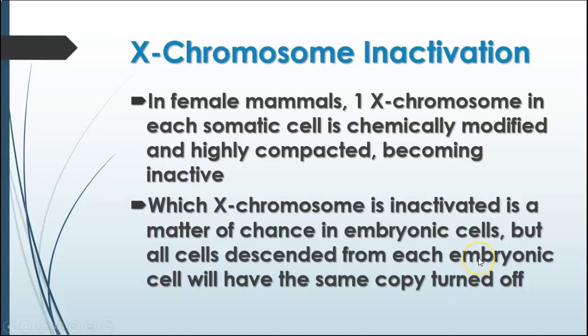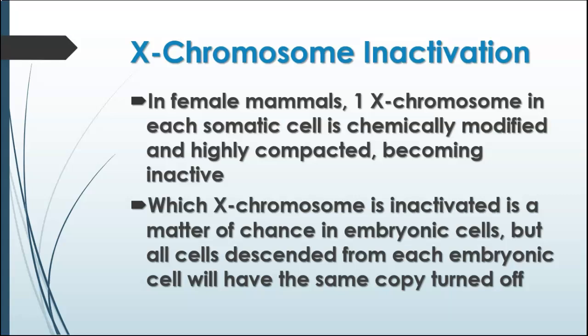All right. Now, since there are two copies of the X chromosome, this is something different. In female mammals, one X chromosome in each body cell is actually turned off and highly compacted. It becomes inactive. It's called a bar body. And which X chromosome gets inactivated is just a matter of chance in the embryo. It happens at a relatively early stage in the development of the embryo, when there are fewer than 100 cells in the embryo. And randomly, one X chromosome or the other is turned off.